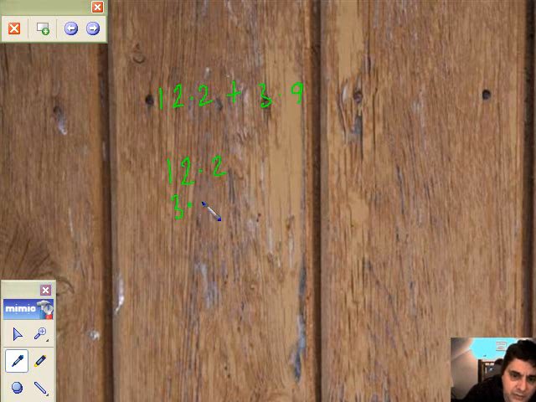12.2 and 3.9. Everyone gets very confused. 2 plus, because 2 plus nothing is like 2. 2 plus 9 is 11. Carry the 1. 1 plus 3 plus 1 is 5. Where do you put the point? Should we put it there? Well, yes, let's do that.